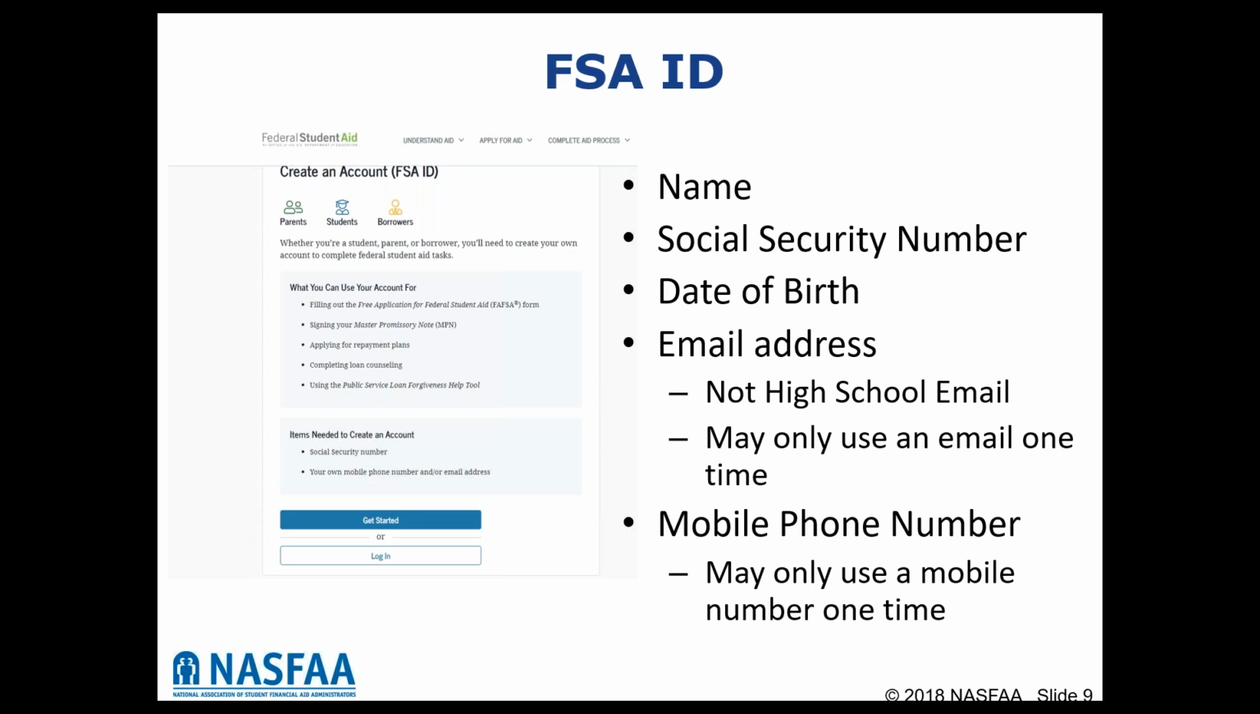You cannot use the same email address for the parent and the student FSA ID, and you cannot use the same mobile phone number. You will use the email address and the mobile phone number to receive a security code that you will enter back in to confirm that you are who you say you are. Write down the user ID and password that you have created for the student and you've created for the parent. That way, each time that you need to go into the FAFSA or you need to sign something electronically, you know exactly what that FSA ID is.